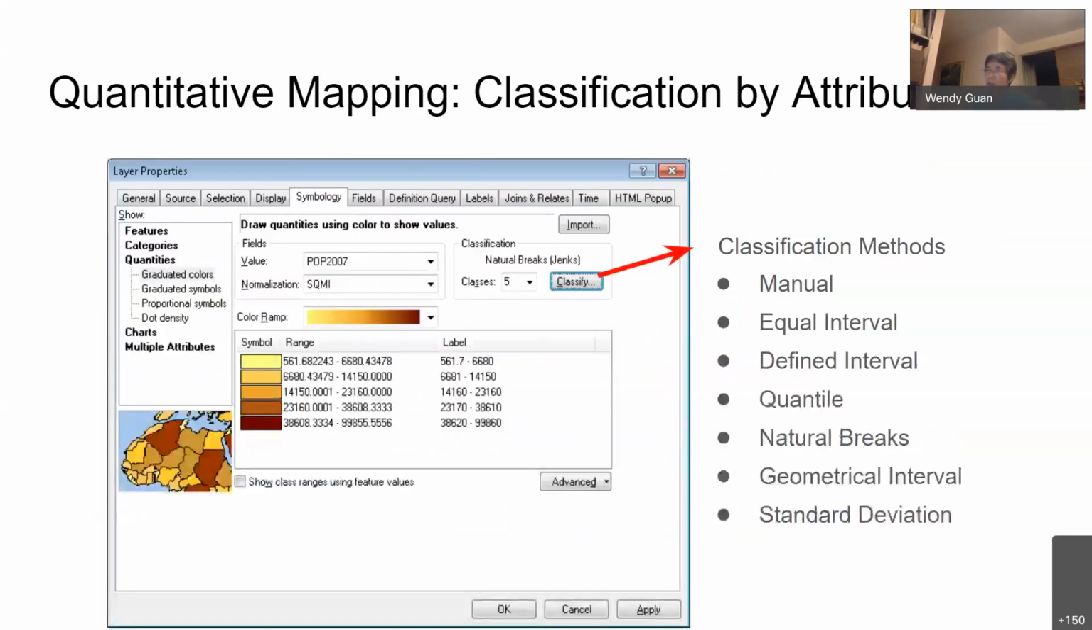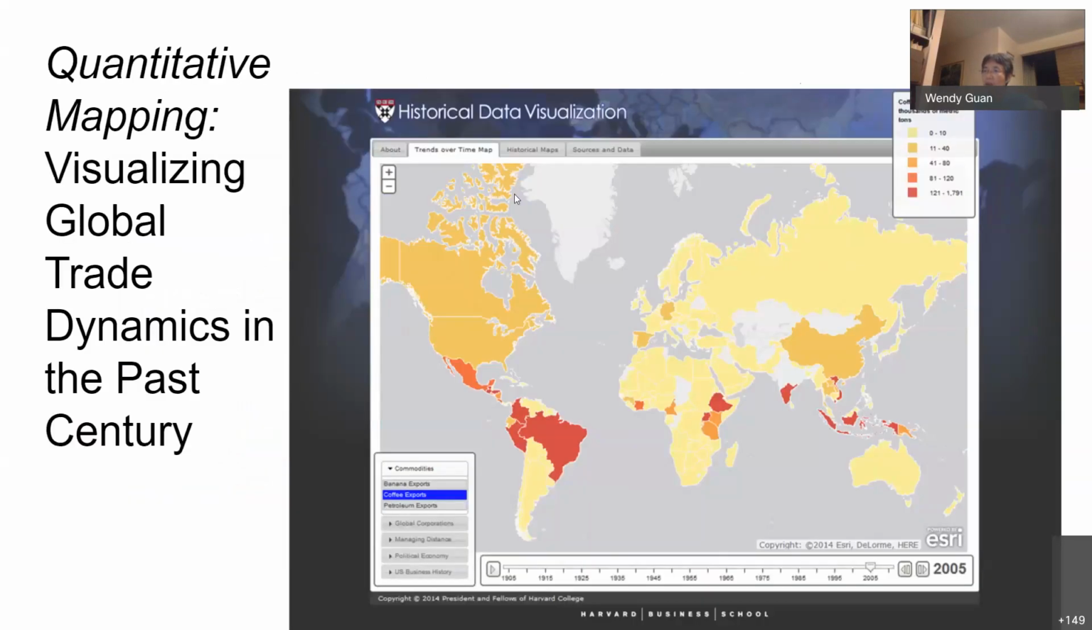So the first one I mentioned was quantitative mapping, which is to use a classification scheme to categorize the properties of an attribute in the GIS data layer, so that you can see the pattern more distinctly. And here is one example of a teaching system that we developed for Harvard Business School in studying the historical global trade dynamics in the past 100 years.